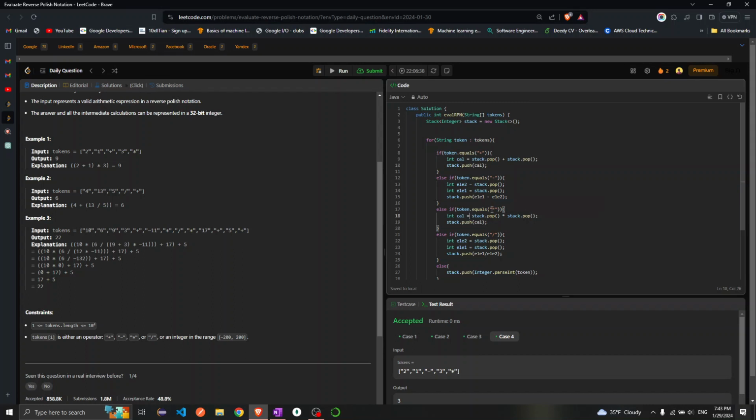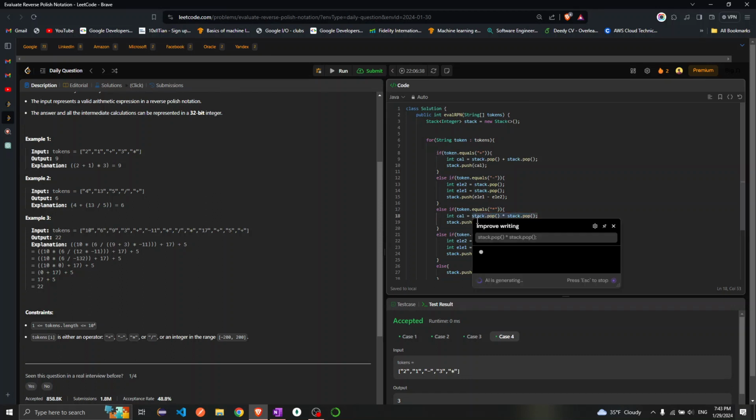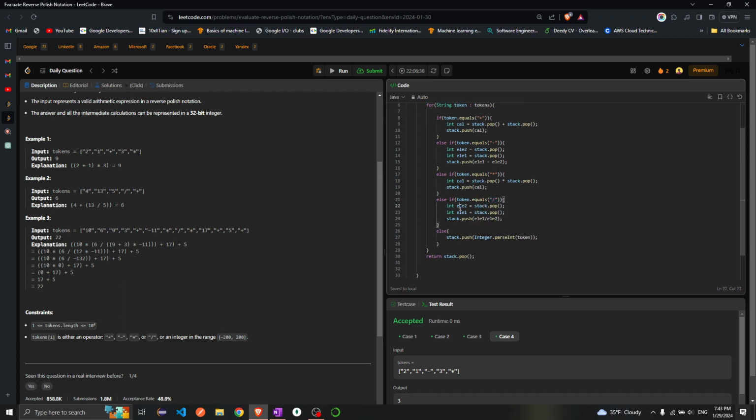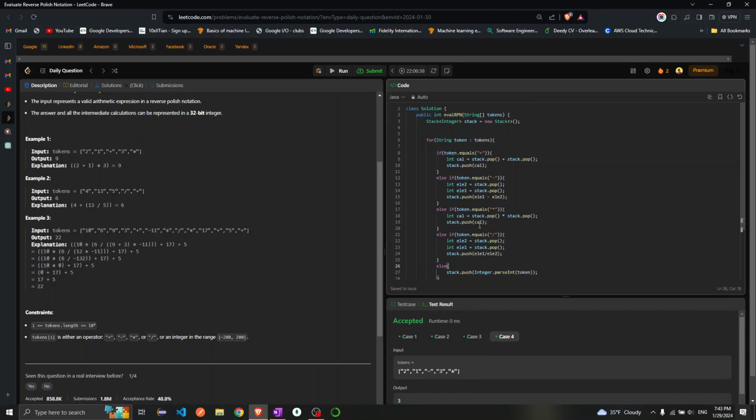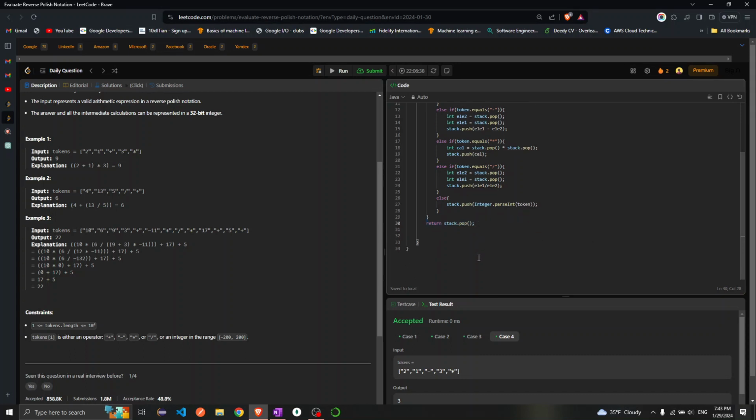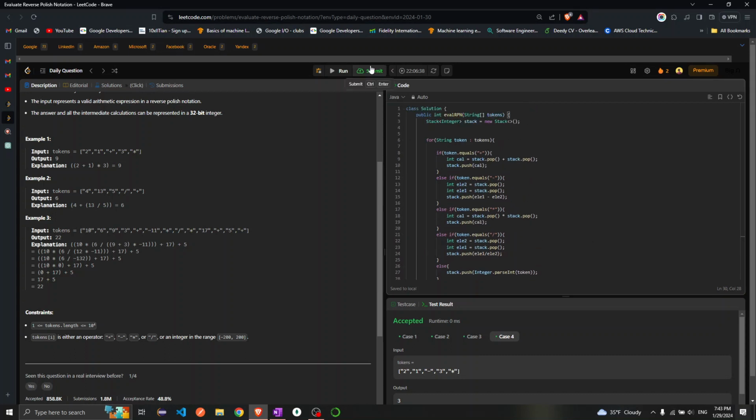And again, when the token is multiplication, I'm directly multiplying and pushing the answer into the stack. When the token is division, I'm taking two elements, performing the calculation, and pushing it into the stack. When the token is not any of these, I'm pushing the element into the stack by converting it into an integer. At the end, I'm returning the value on the top of the stack. That's it. If I submit this, it will definitely run since I have tried it.